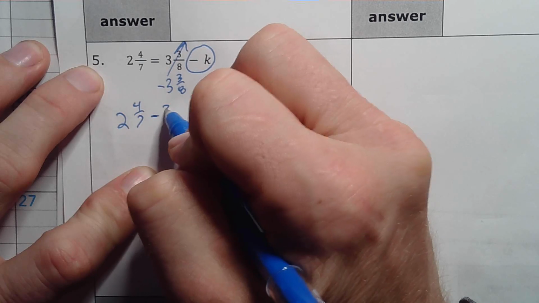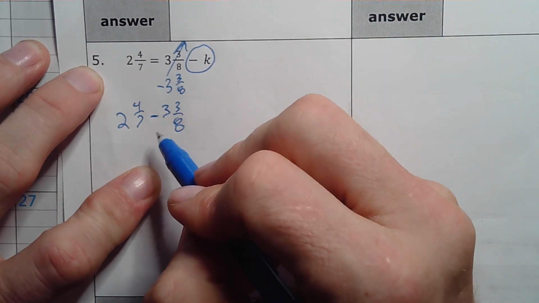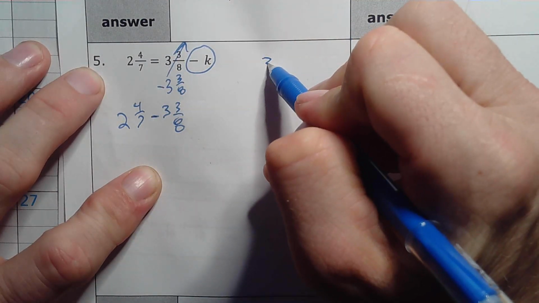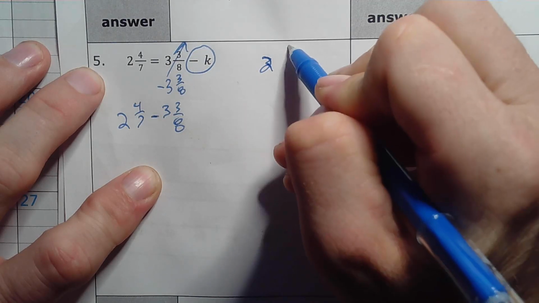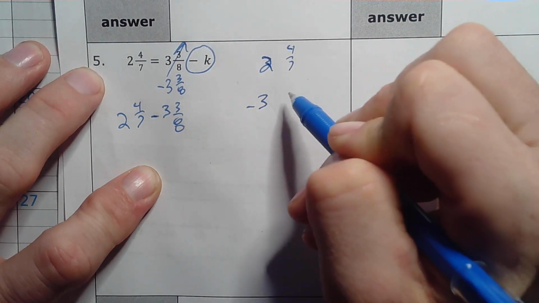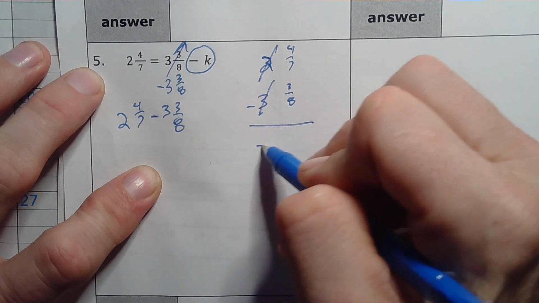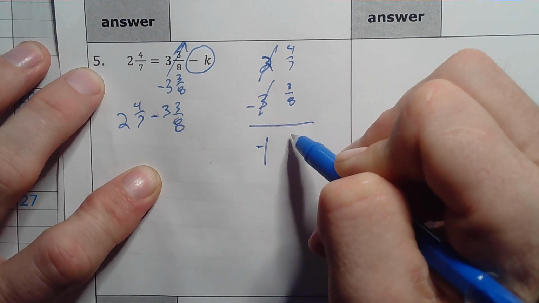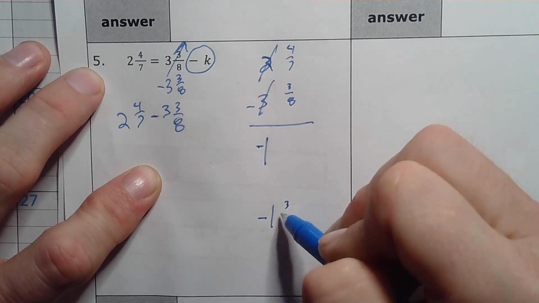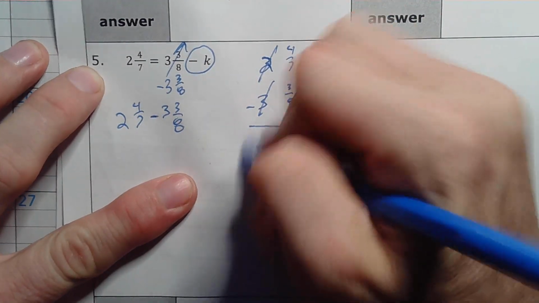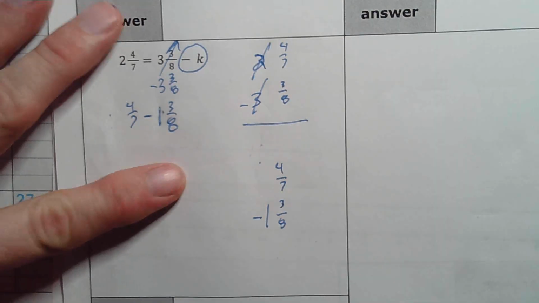4/7 minus 3 3/8. Now I'm going to have to turn these into improper fractions, but before I do, if I do 2 4/7 minus 3 3/8, I'm just going to do the big numbers first. I'm going to get negative 1, and then the fractions are going to be left, right? So it's going to be negative 1 3/8, and then the 4/7 is going to be all by itself, okay? So let's get rid of the big numbers. So I got rid of this one, and I got that one left, and I'll have a 1 in front of it.